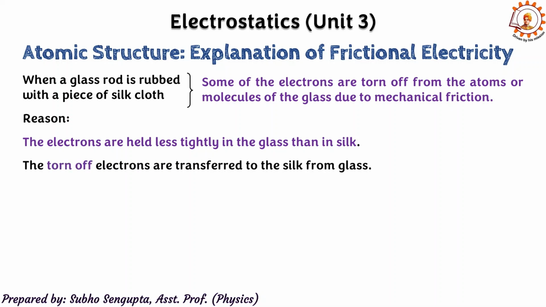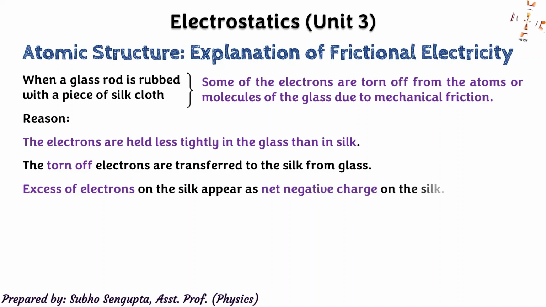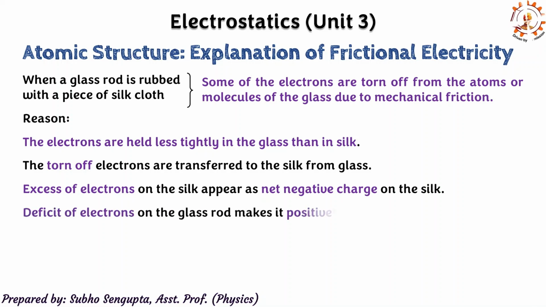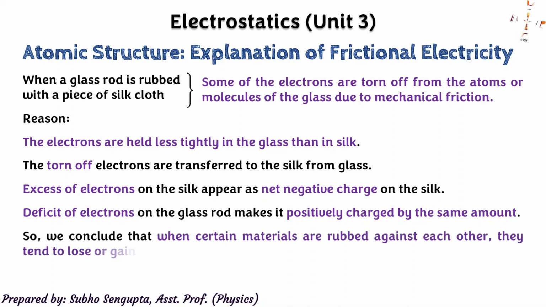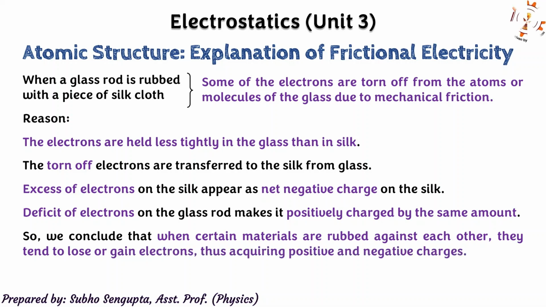As a result, there is now excess of electrons on the silk cloth, and these excess electrons appear as the net negative charge on the silk. Simultaneously, deficiency of electrons is created in the glass rod. This deficit of electrons in the glass rod makes it positive by an equal amount. So, from this activity, we can conclude that when certain materials are rubbed against each other, they tend to lose or gain electrons, thus acquiring positive and negative charges.